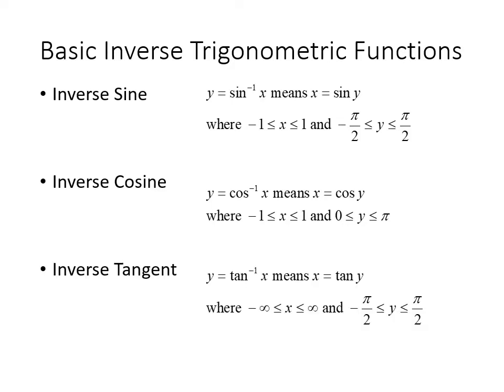And then the inverse tangent says that y equals the inverse tangent of x means that x equals the tangent of y, where negative infinity is less than or equal to x is less than or equal to infinity, and negative pi over 2 is less than or equal to y is less than or equal to pi over 2.